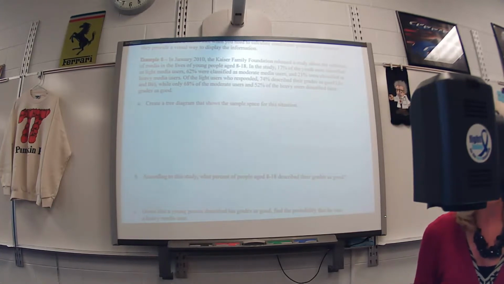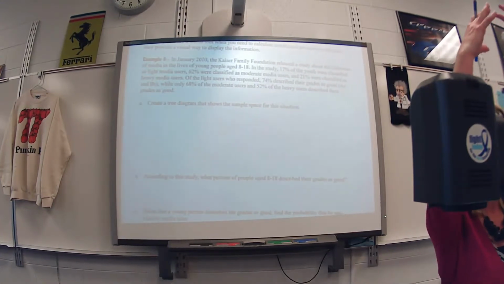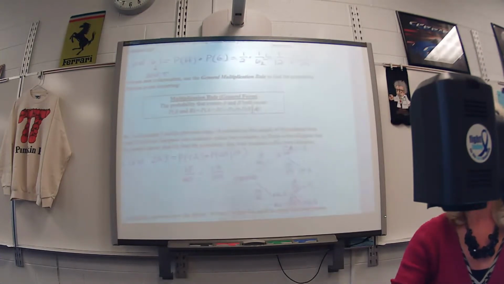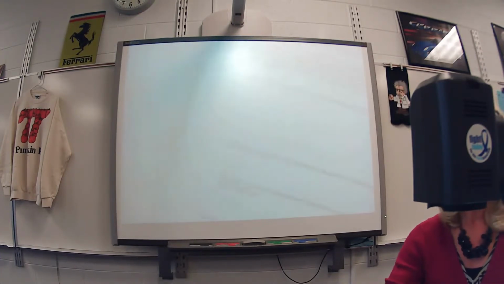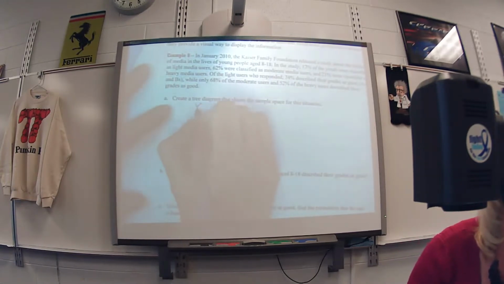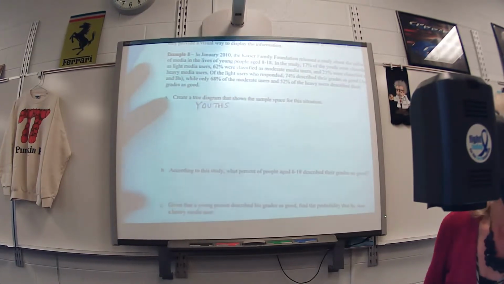All right, so I had said yesterday, I prefer to make my tree diagrams vertical. Your book does them horizontally. I don't know why, but for some reason, I feel more organized. I like to go top to bottom. So I'm going to start with all the youths that were surveyed.